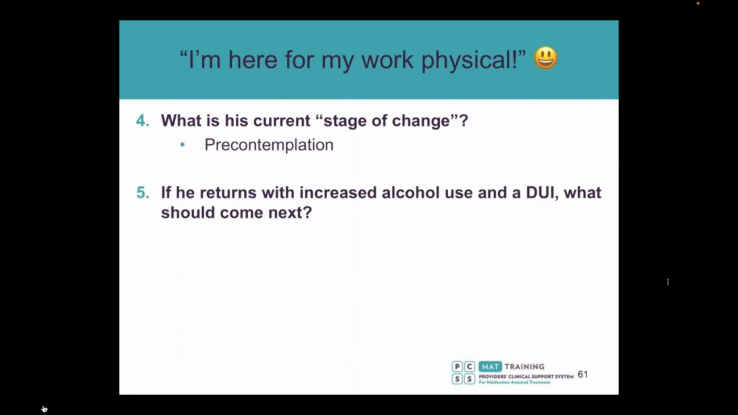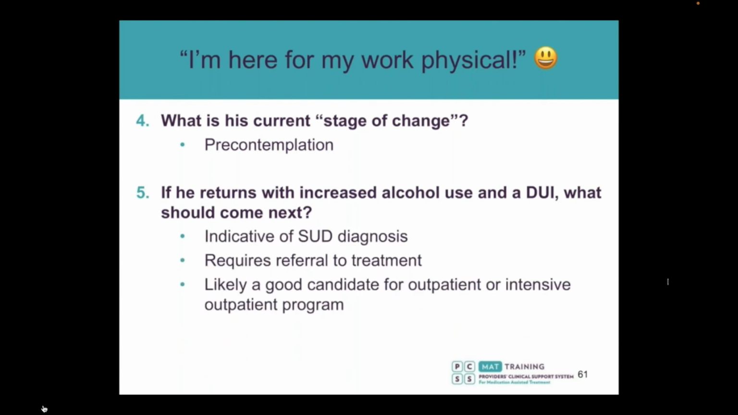If he returns with increased alcohol use and a DUI, what should come next? So this would maybe be indicative of an SUD diagnosis. So you think about now he's increased his use, so his control is impaired, and he's had some social consequences of use. He would at this point require referral to treatment, and he might be a good candidate for outpatient or an intensive outpatient program, as there's no indication that he has any psychiatric or medical issues. So outpatient would be appropriate as long as he hasn't experienced any major withdrawal symptoms that would increase your concern about seizures or DTs if he were to stop drinking.